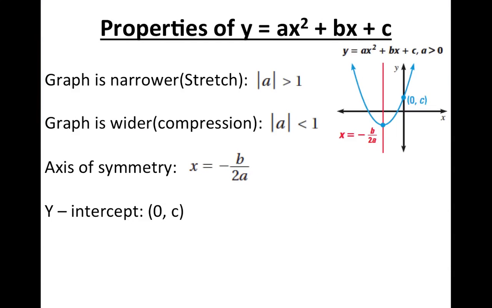A couple of the properties we've already talked about. Remember, if the number out front of your x squared term is greater than 1, it's a stretch. If it's less than 1 or if it's a fraction, it is a compression. To find the axis of symmetry, use -b over 2a. And again, your y-intercept is 0 and your last term, or your c value.